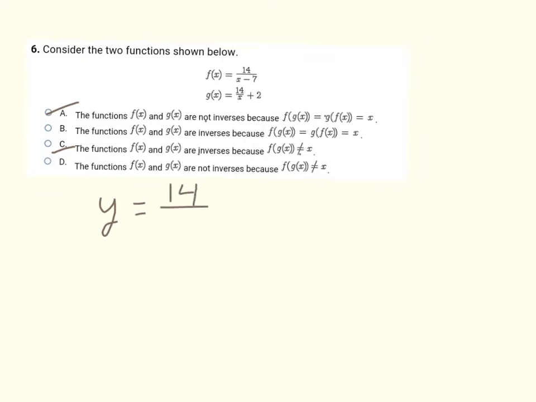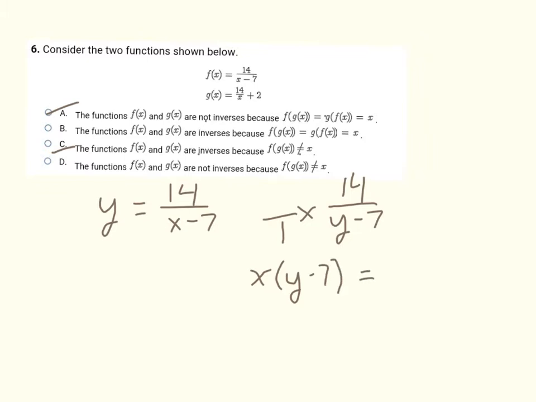And so I'm changing that f of x to y. And then my next step is going to be to change the x's to y's and the y's to x's. So I have this equation that I now need to solve for y. So when I'm trying to solve for a variable and it's in a fraction, I like to set it up as a proportion. So I'm going to put a 1 over x, and then I'm going to cross multiply. So I'm going to have x times that entire bottom, y minus 7, equals 14 times 1 is 14.